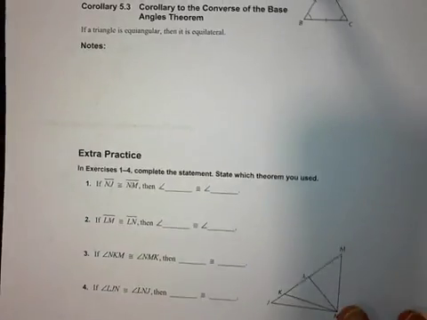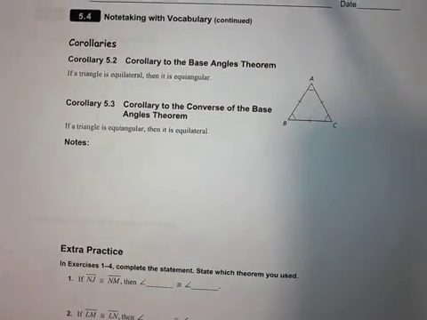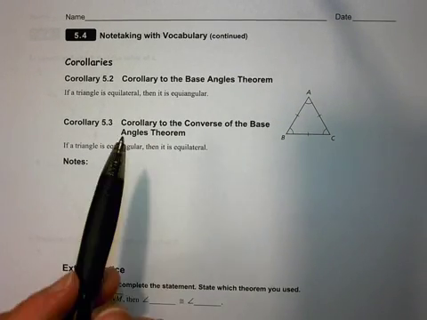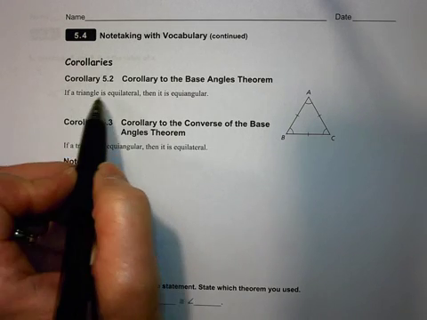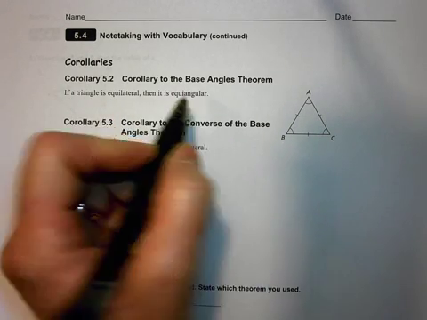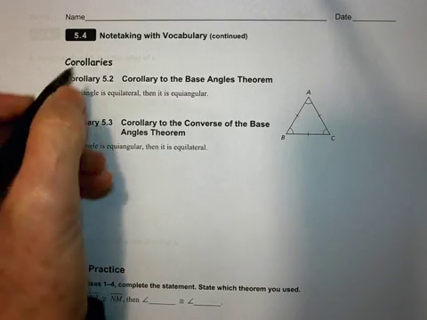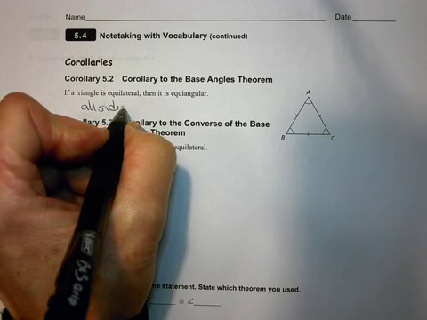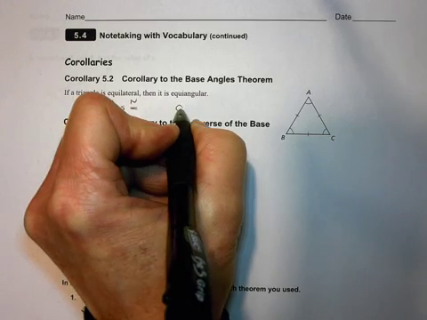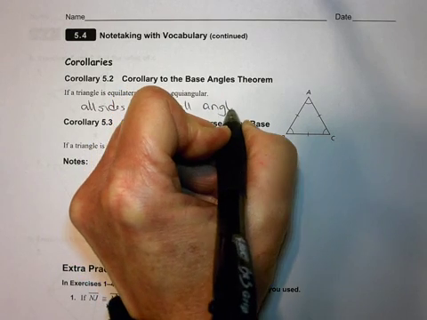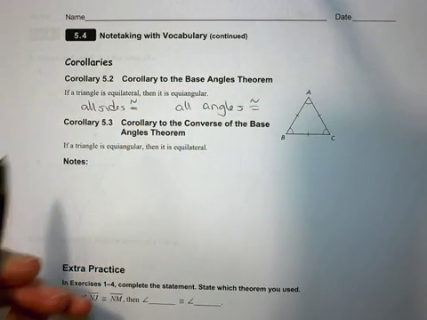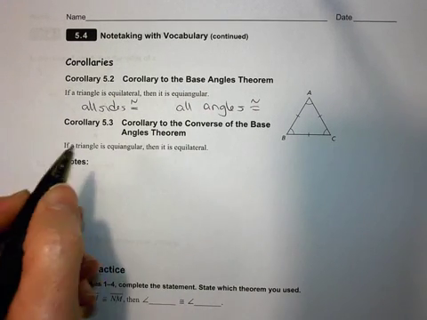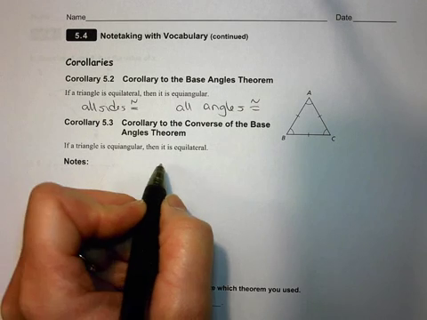So there's a corollary again. Remember, a corollary is nothing more than an add-on. So there are two corollaries to the base angle theorem and the converse of the base angle. So pretty much if a triangle is equilateral, then it is equiangular. Remember, equilateral is all sides are congruent and equiangular is all angles are congruent. So if it is equilateral, it is automatically equiangular, and then they switch it around. If it is equiangular, then it is equilateral.